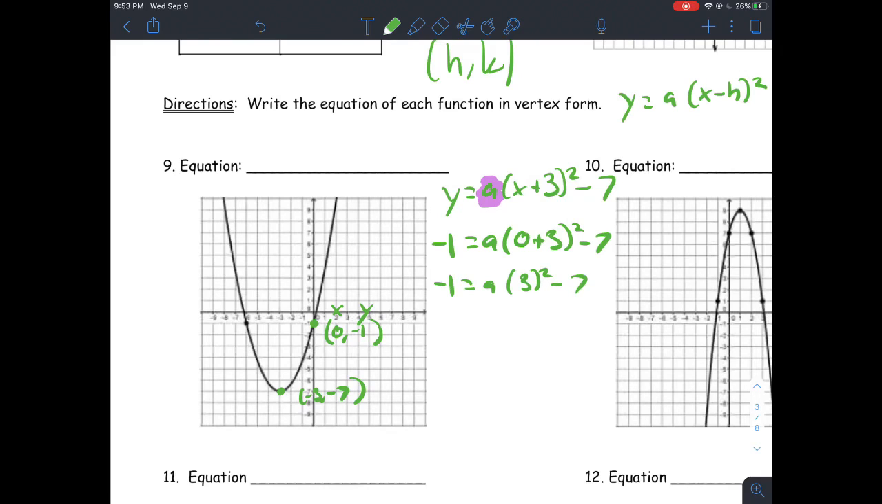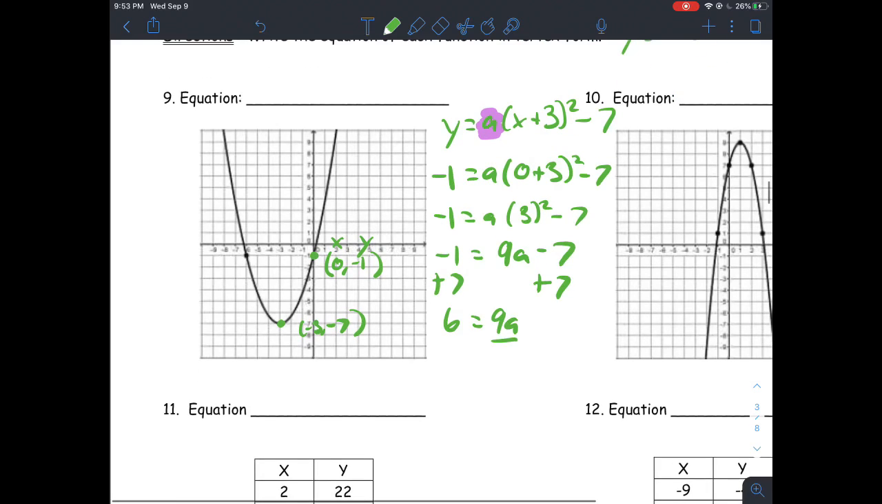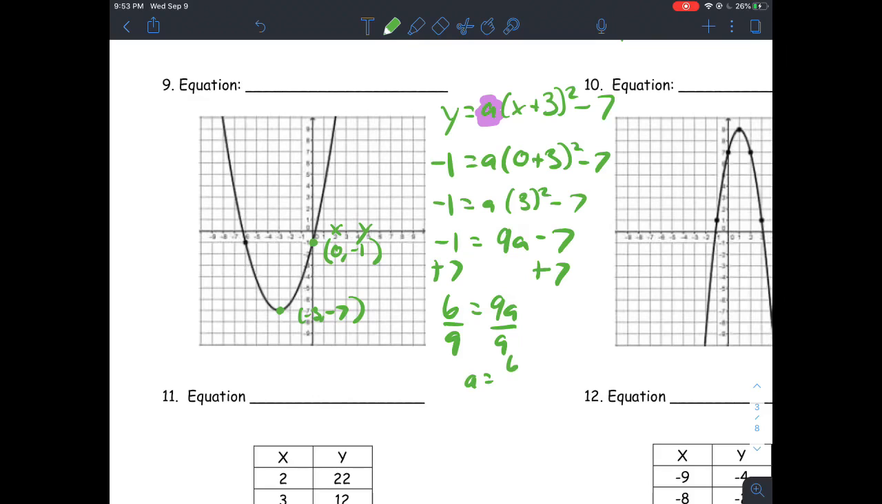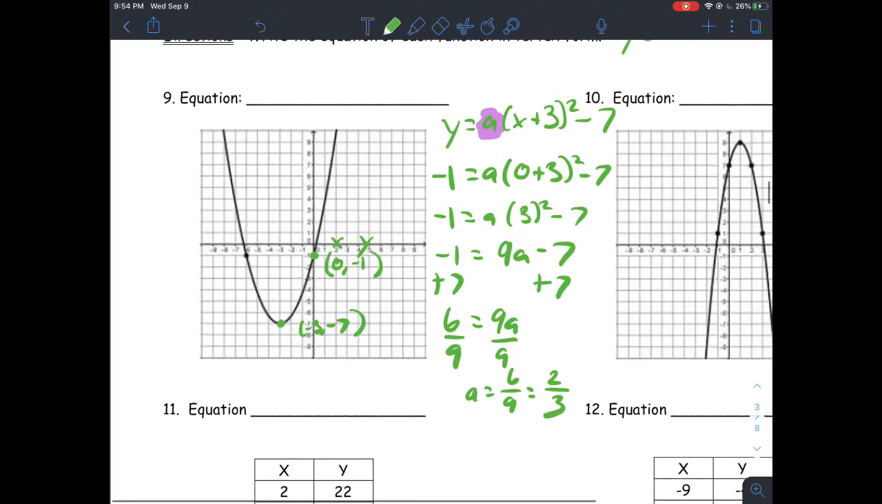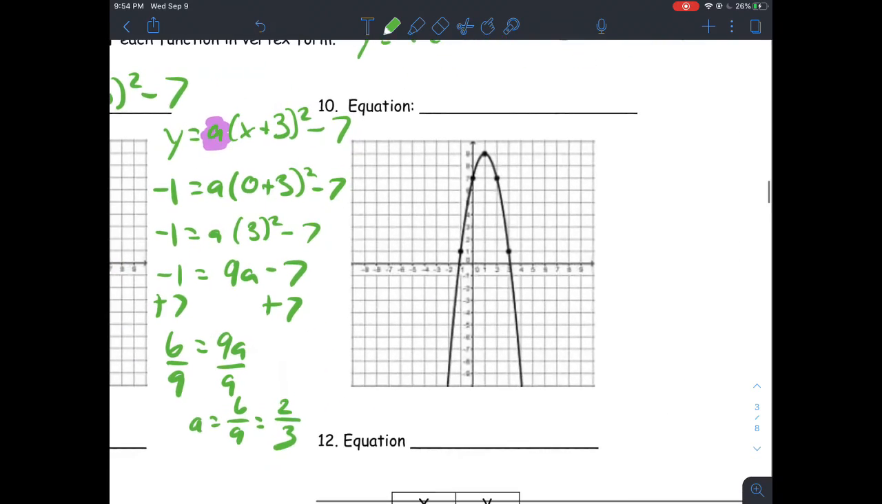So we've got -1 equals a times 3 squared minus 7. Negative 1 equals 9 times a minus 7. 3 squared is 9. Add 7 to both sides. We get 6 equals 9a. Divide by 9, and we can reduce. So we know a equals 6/9, which is the same as 2/3. So we're going to plug that in. We get y equals 2/3 times (x plus 3) squared minus 7. And that would be our formula.